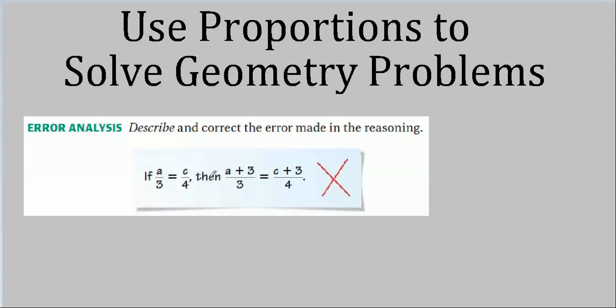You can't mix it up the way this person did, so this really should have been c plus 4 over 4. If you'd written a plus 3 over 3 as c plus 4 over 4, boom, that would be correct.